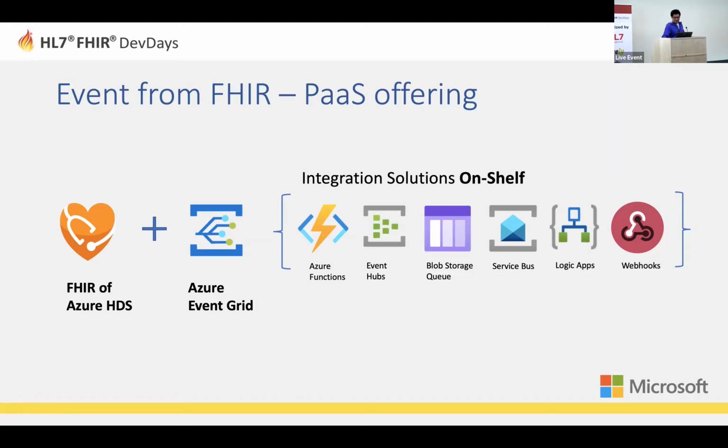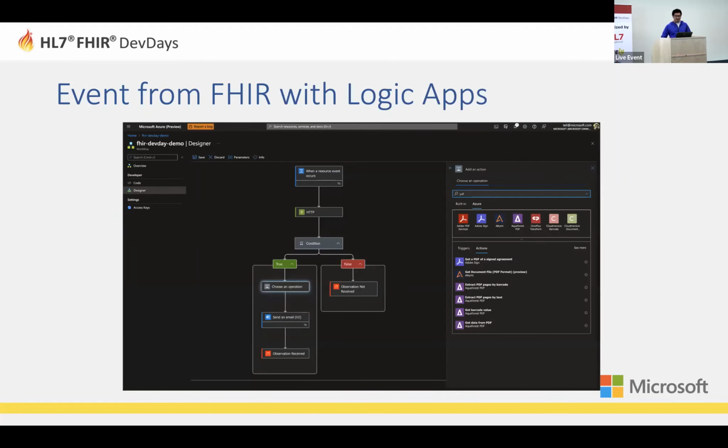That will be great. So this is a quick example of how we consume the FHIR event within the Logic App. As you can see here, we have a trigger. That means whenever something happens, we are going to trigger something.